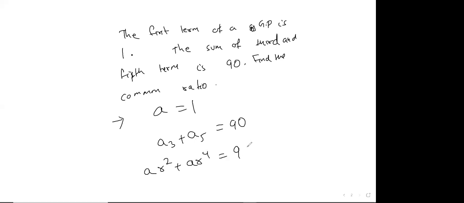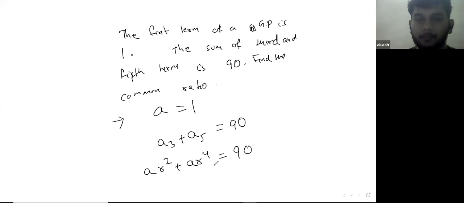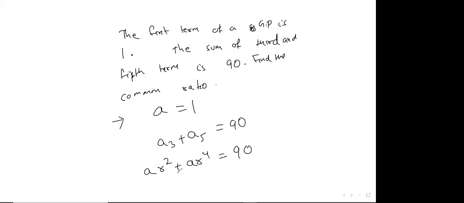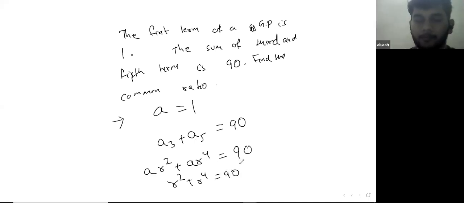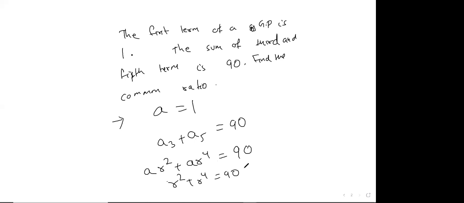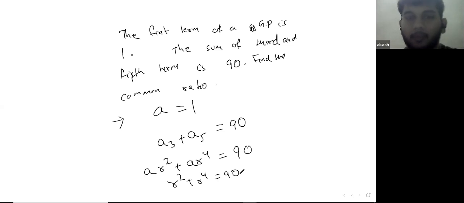And then we can cancel A into the R square plus R raised to 4 is equal to 90. And then we can add R cube, R square and R raised to 4 become R raised to 6. No, no, no, no. That's wrong. We cannot do that. All right. Till this step, you are absolutely clear.